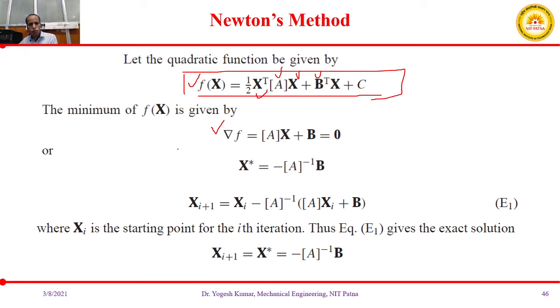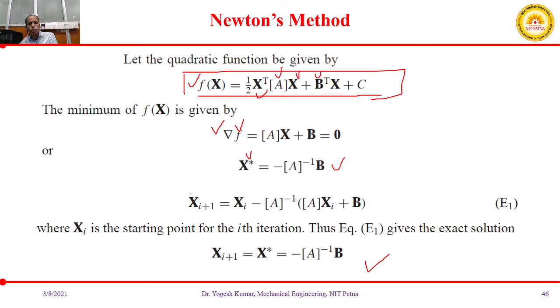In this PPT you may find it a bit difficult to understand all the terms, but we will take the problem on the next page, then you will be able to understand in a better way. If you take the gradient, this will be gradient of f equals A x plus b equal to 0. At the optimum value of x, the gradient will be 0. So your x star, that is the optimum value of x, may be given as minus A inverse times b.